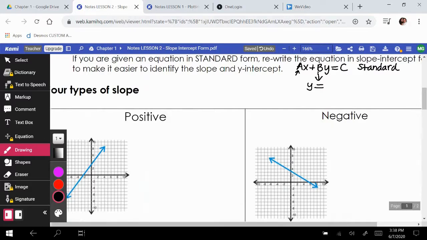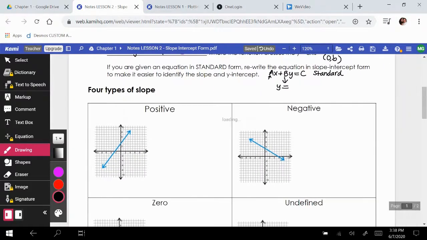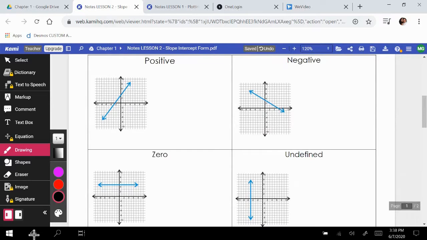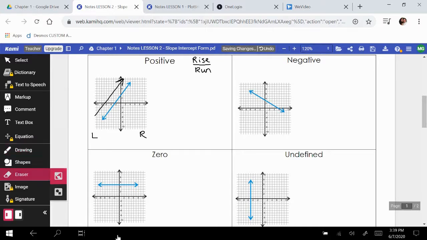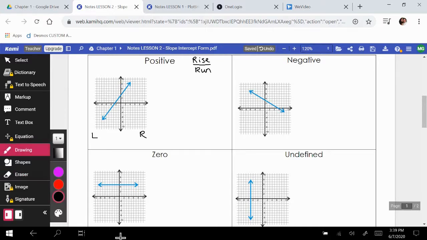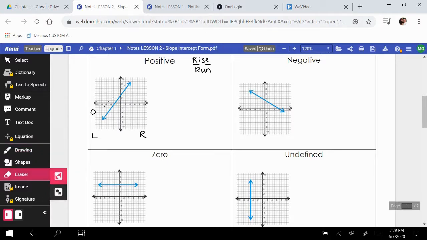Here are the four types of slope that you might see. There's positive, negative, zero, and undefined. Okay. For positive, let's remember that slope is rise over run. Moving from left to right, you're going to see that the positive slope goes up or increases from left to right. Imagine that if you had a person over here on the left-hand side of your graph, you would have to hike up that hill. So that is a positive slope.